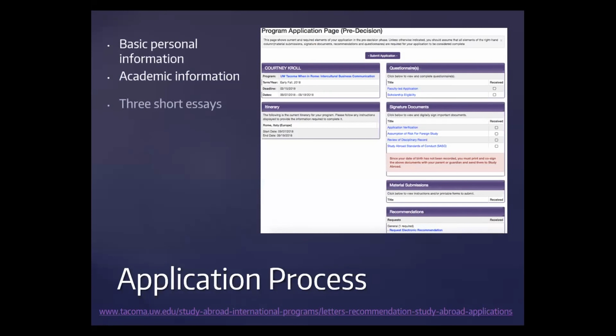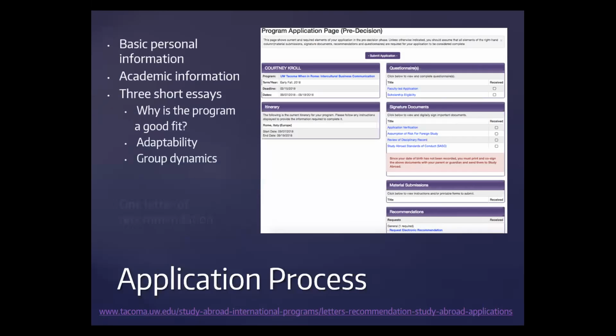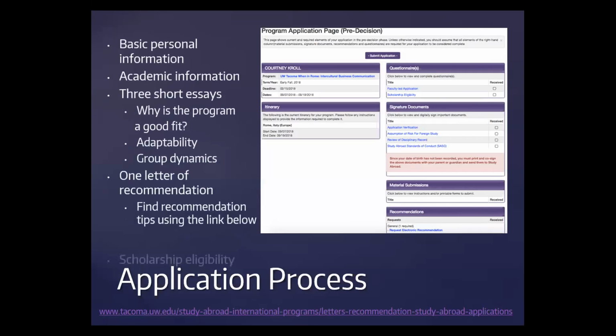In order to study abroad, you will be required to submit an online application. Each study abroad program website has an Apply Online button that you click when you start your application. This application will include personal and academic information, as well as 3 short essays and a letter of recommendation.